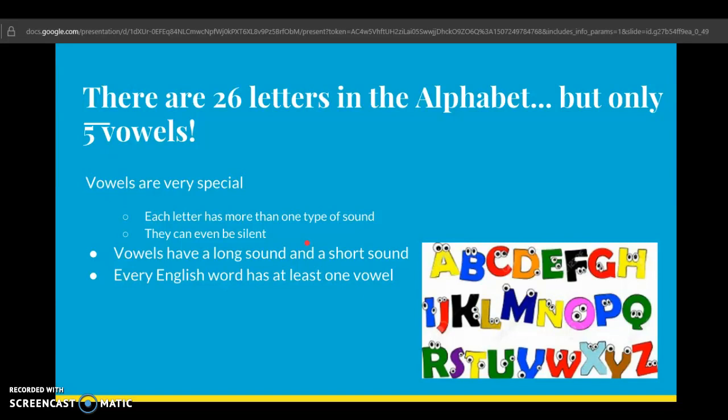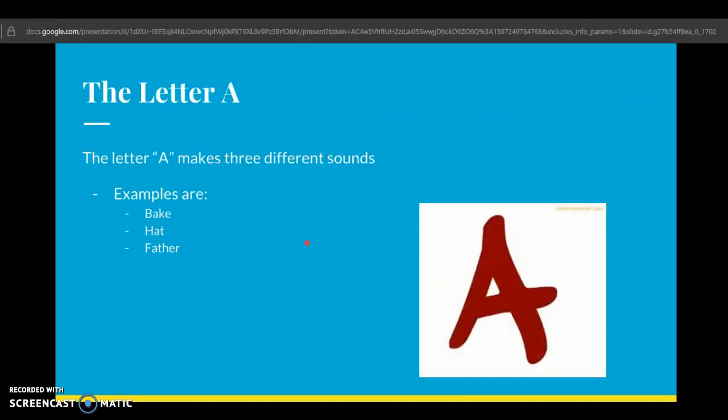Vowels either have a long or a short sound. Every English word has at least one vowel in it, and if the words have more than one syllable, then they have a vowel in each syllable. That's how you know that it's a word.